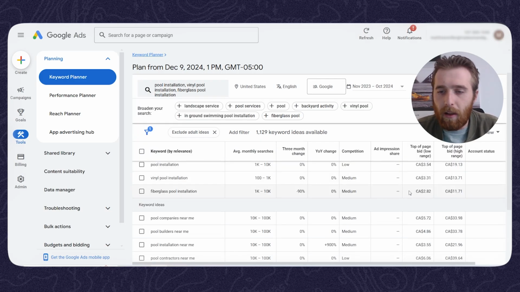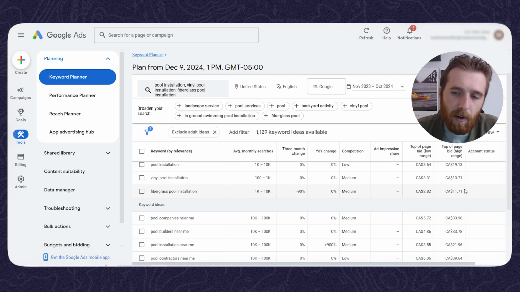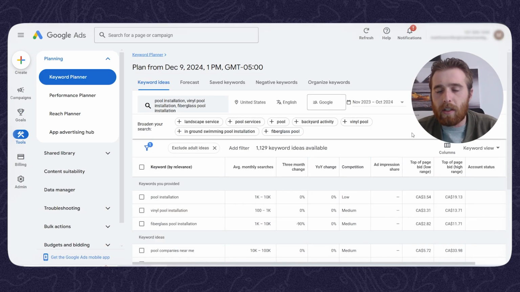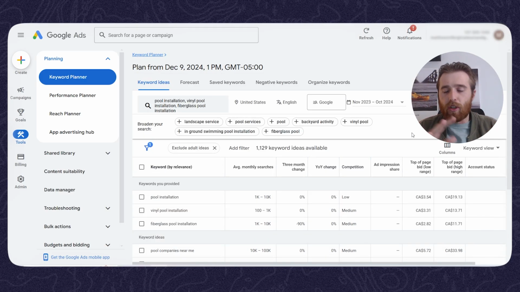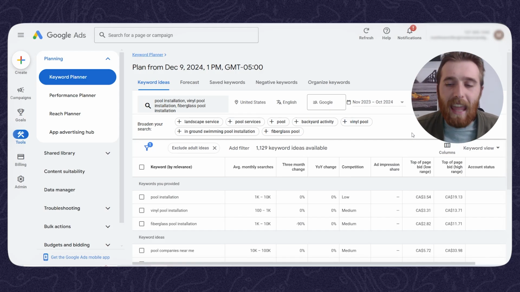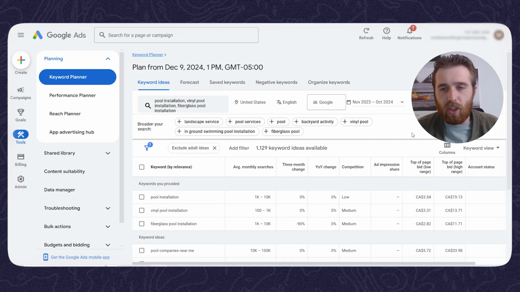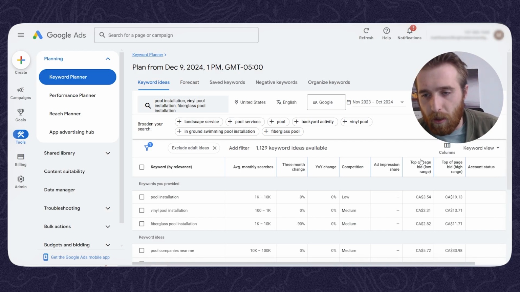So for example, let's say it's between $2 and $11, probably $7 or $8. I'd be happy bidding there and just doing an estimate off that. Of course, it can't be perfect because these are estimations from Google, but it gives you a very good idea of whether or not this is going to be profitable for you in the long run.